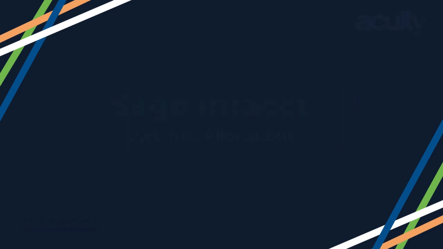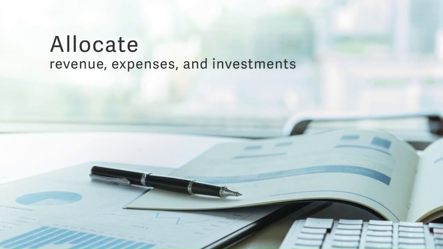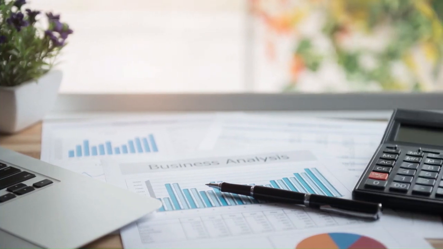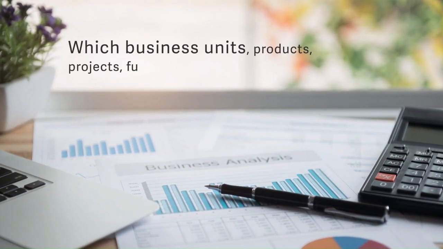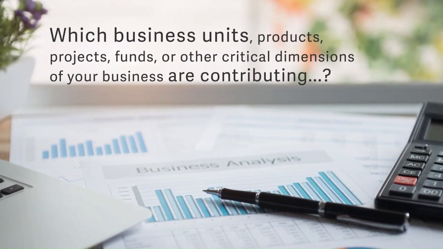How easily can you allocate revenue, expenses, and investments to see the true performance within segments of operation? Can you quickly allocate revenue and cost to see which business units, products, projects, funds, or other critical dimensions of your business are contributing and which are being supplemented?